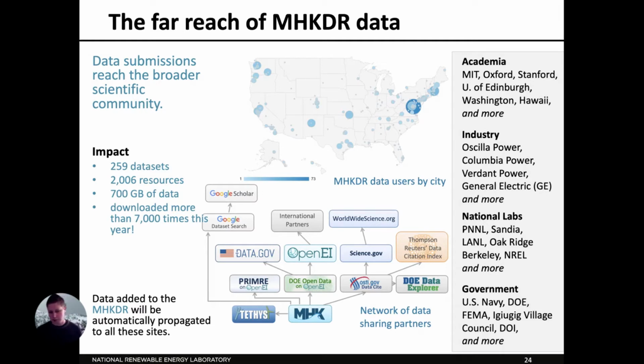Here's that network diagram again of network sharing partners. Every data submission to the MHKDR is automatically broadcast into the DOE Open Data Repository, the DOE Open Data Explorer. Thomson Reuters generates a mini press release for it. It shows up in the main OpenEI dataset section. It shows up on data.gov, and it's added to Primer. It's even generated a dataset record in Google Dataset Search, which feeds into Google Scholar.